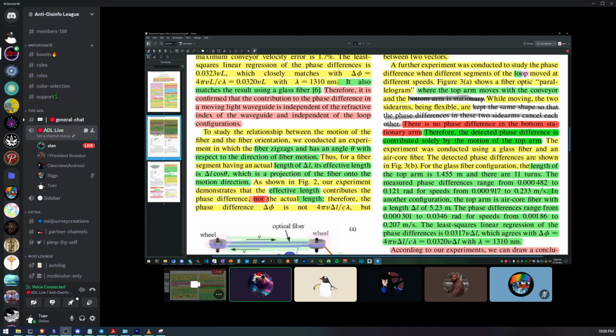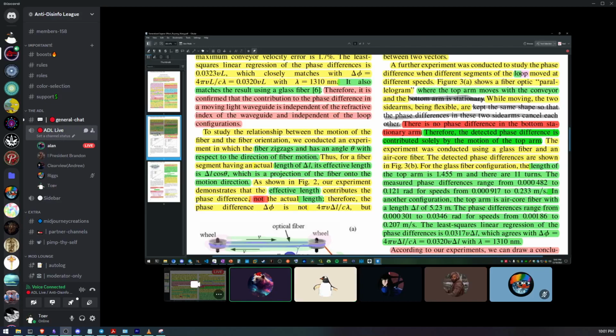While moving, the two side arms being flexible are kept the same shape so that it cancels out. There is no phase difference in the bottom stationary arm. Therefore, the detected phase difference is contributed solely by the motion of the top arm.